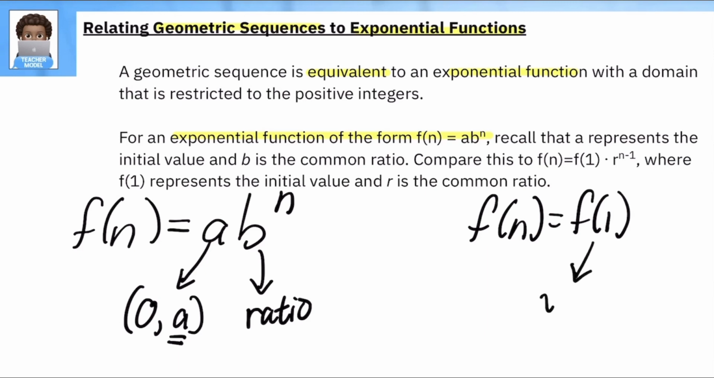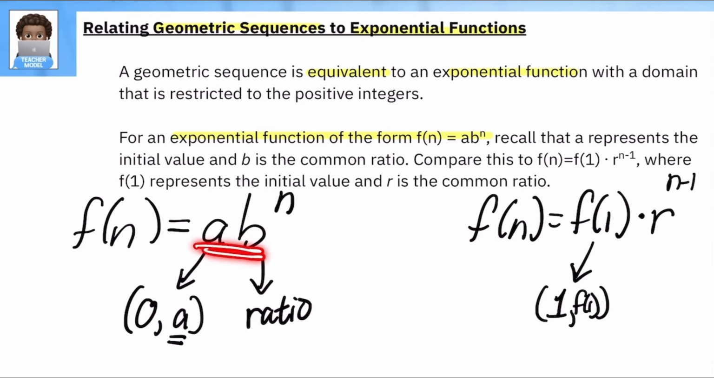So that's where there's a difference here. When x is 1, what is f of 1? Then we're looking for that number. And then this is times our ratio to the n minus 1. So that's the difference here. Notice it's so subtle that it can be very easy to miss.